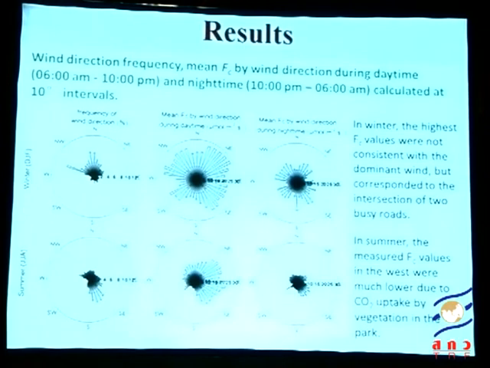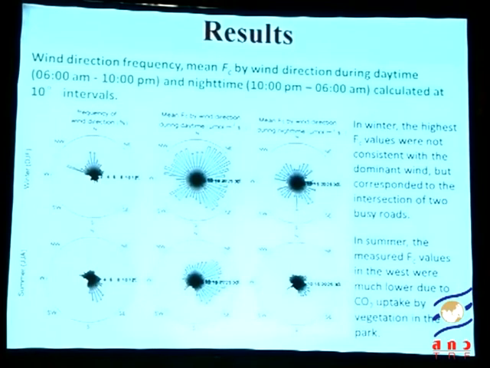So in winter, the highest carbon dioxide fluxes were not consistent with the dominant or prevalent wind, but corresponded to the intersection of two busy roads. That is in the wintertime. I think the number of cars on the road has a more important effect on what we measured at our tower. In summertime, the measured carbon flux in the west is much lower due to carbon dioxide absorption by the vegetation in the park, I have to say. That shows the difference by wind direction.